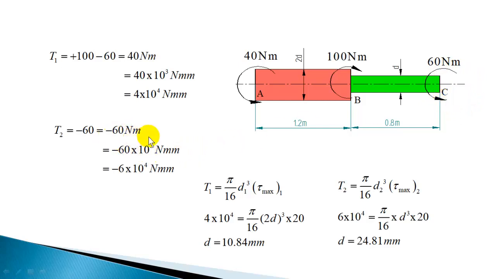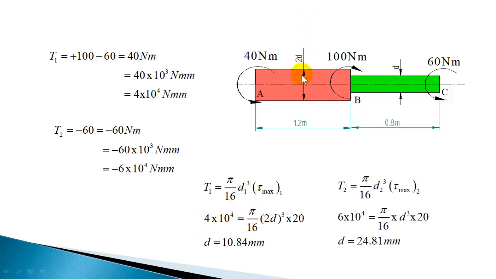So minus 60 Newton meter, or minus 60 into 10 raised to 3 Newton mm, is equal to minus 6 into 10 raised to 4 Newton mm. For the first section, you have the relation T1 is equal to pi by 16 d1 cube into tau max of 1. We know the torque acting in the first section is 4 into 10 raised to 4 Newton mm, and pi by 16 into D1.